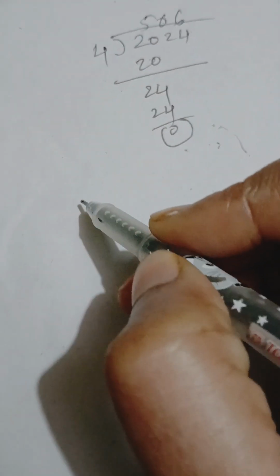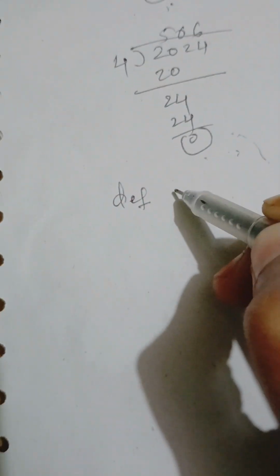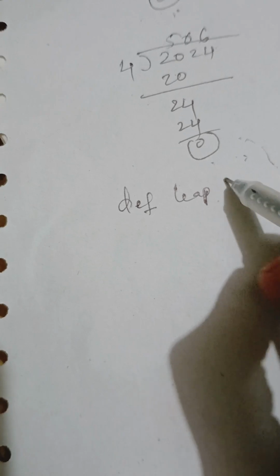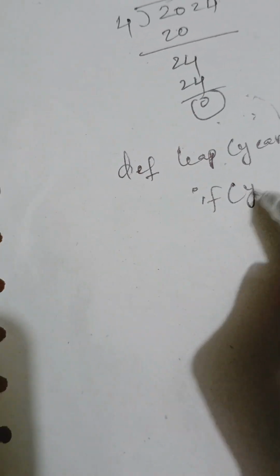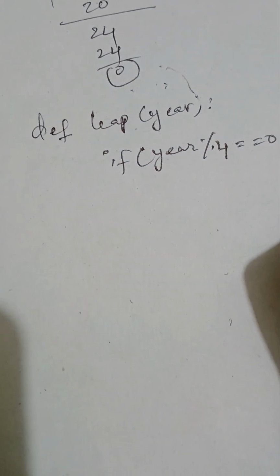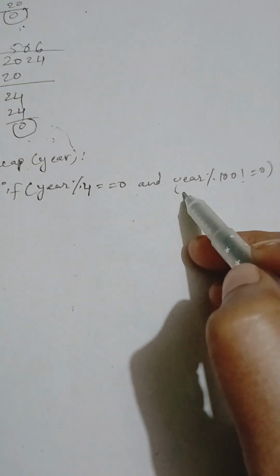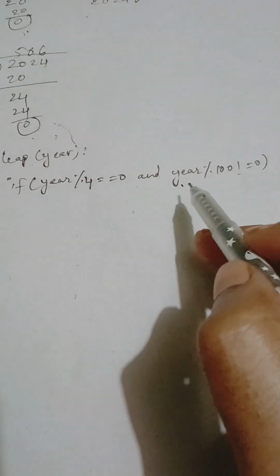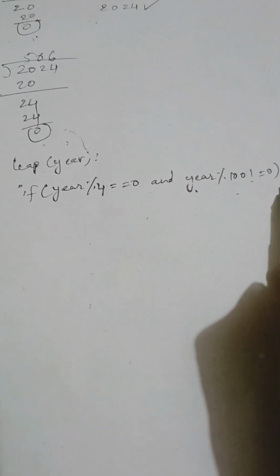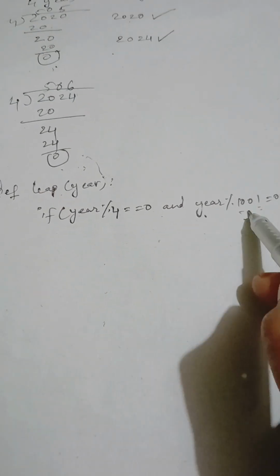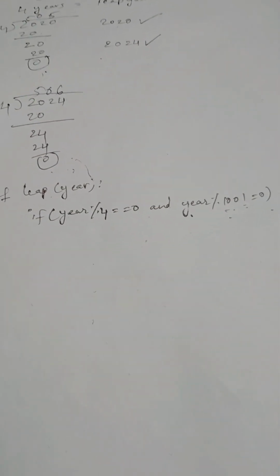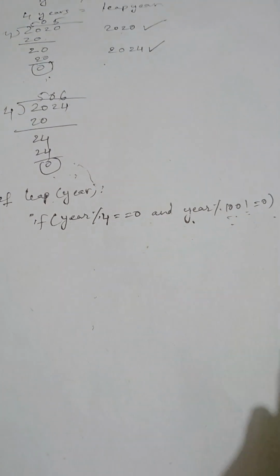When you are writing the logic in Python, this is a function for leap year, and you pass year as an input. If the year is divisible by 4 and the year divided by 100 should not be equal to 0. This is one more logic that you should remember: when it is divisible by 100, the remainder should not be equal to 0, because we don't include every 100 years as a leap year, because of the earth's orbit.